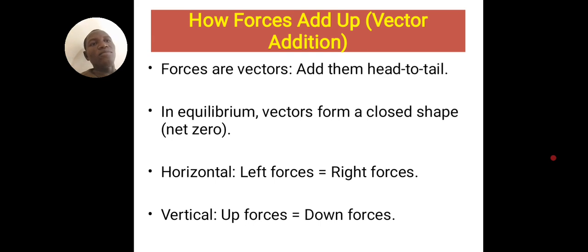So how do forces add up? Forces are vectors, add them head to tail. Okay, I think I've explained this clearly. In equilibrium, vectors form a closed shape. Okay, yes, I think I saw a JAMB question like this. Very interesting, so it is something you need to know. In equilibrium, vectors form a closed shape. That is, the net is equal to 0. Horizontal left force equals right force. Vertical upward forces are equal to downward forces.